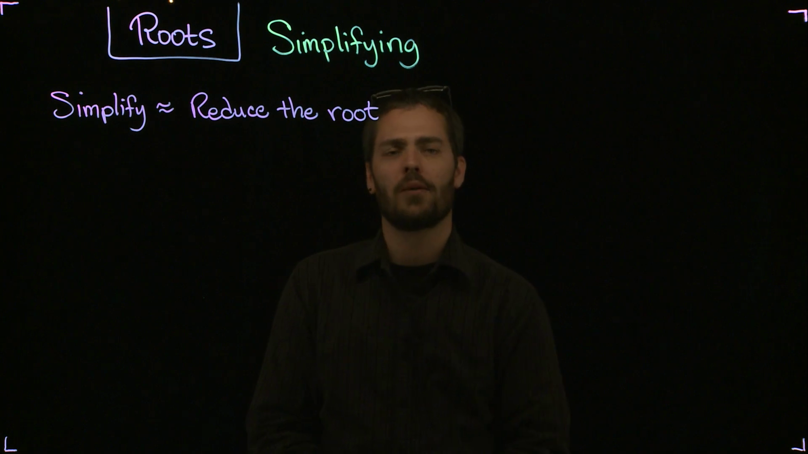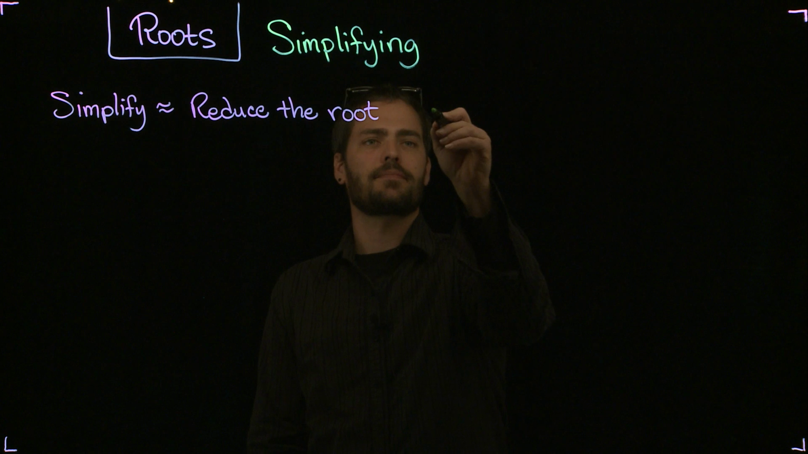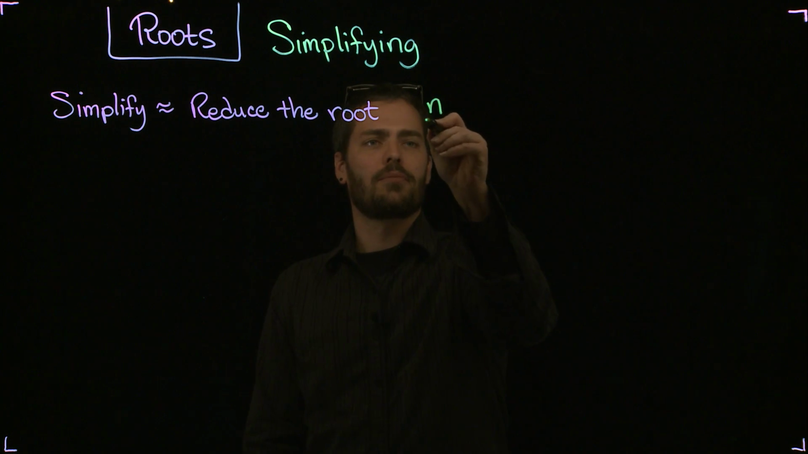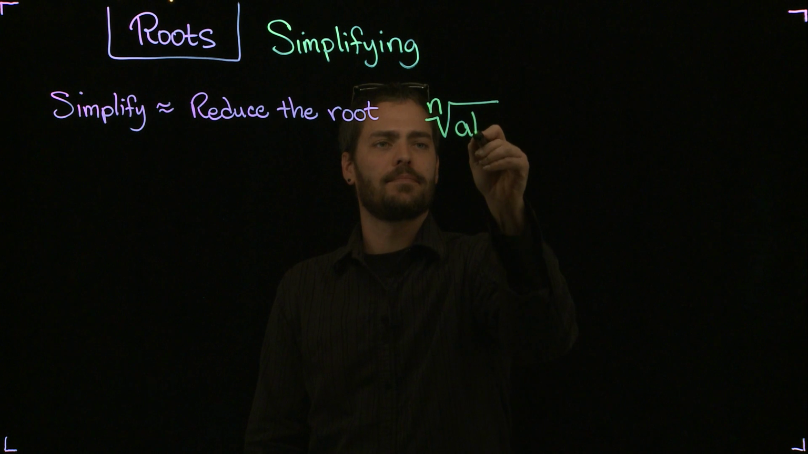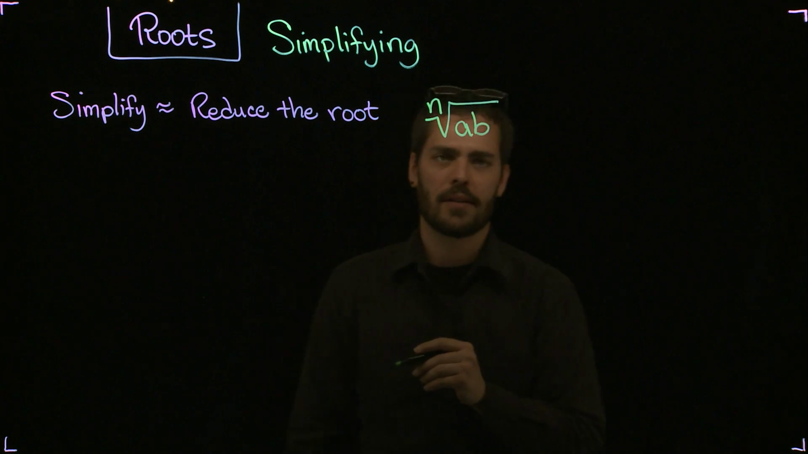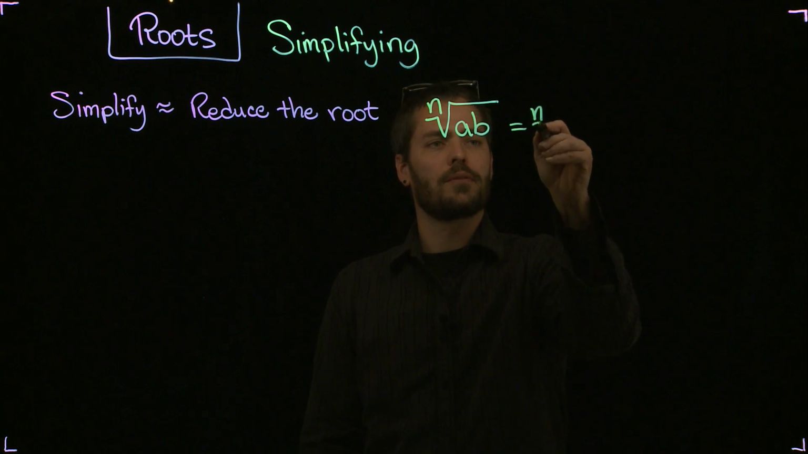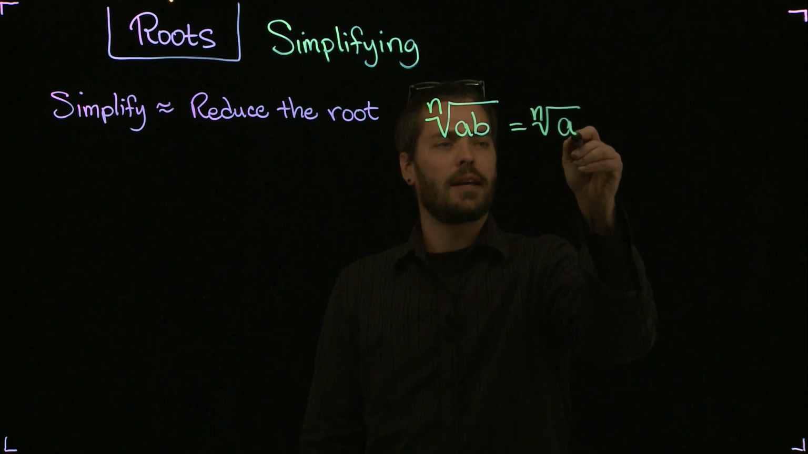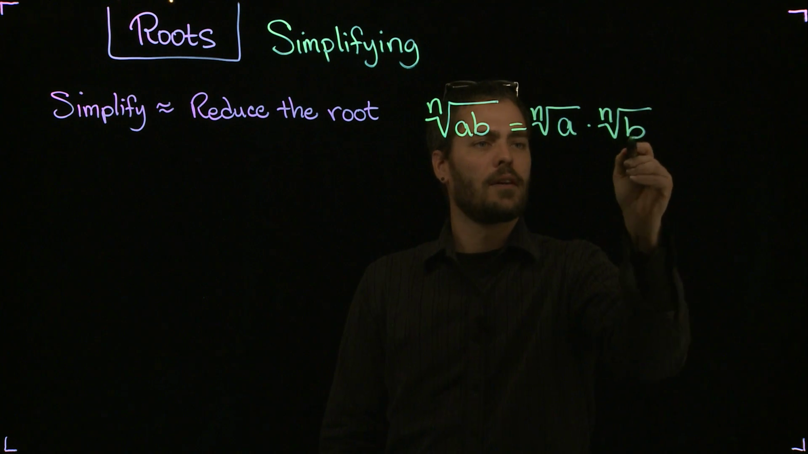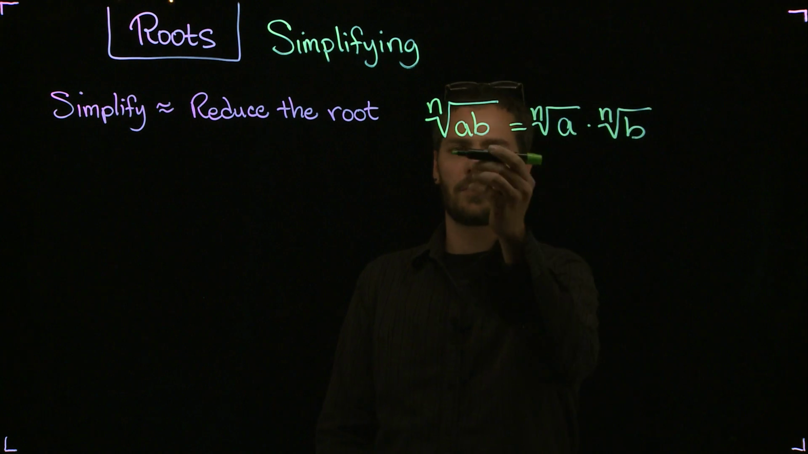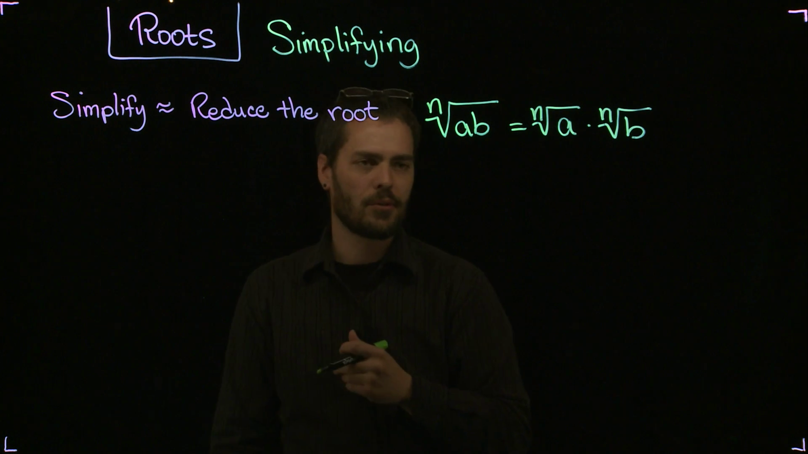Let me just focus on one square root property, and that is the following. The nth root of a product AB can be separated into the nth root of A times the nth root of B, or vice versa. You can go this way or you can go that way. And this is one square root property.